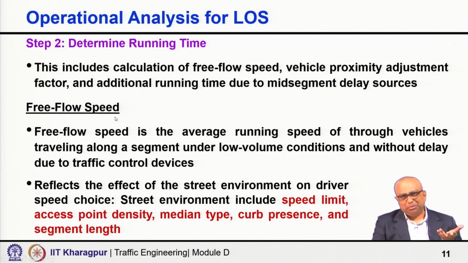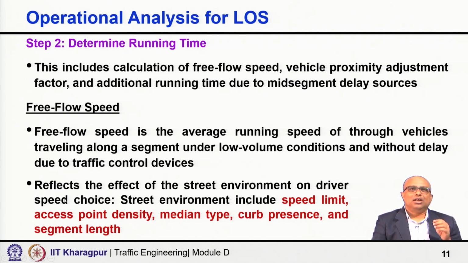First, you are familiar with the free flow speed. So, start with the free flow speed. Free flow speed is the average running speed of through vehicles, because our focus is the through vehicle, right. The whole methodology and everywhere we are interested in through vehicles, at least in this part of the analysis, traveling along the segment under low volume conditions, which is suitable for measuring the free flow, and without delay due to traffic control devices. That is what the free flow is.